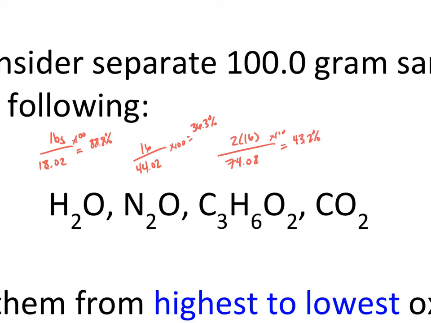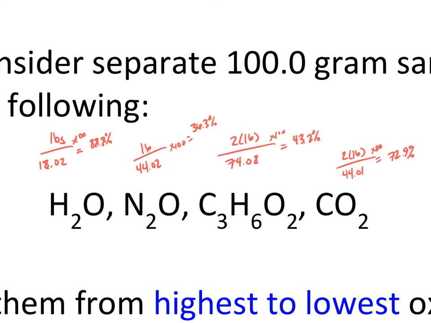Okay? And finally, carbon dioxide. Again, I have 2 oxygens, so 2 times 16 on the top, and then the mass of carbon is 12.01, so 12.01 plus 16 is 44.01 grams. Well, I take those 2 and divide them and multiply by 100 at the end, and I have 72.9%. So now that I have my numbers, I can put them in order.